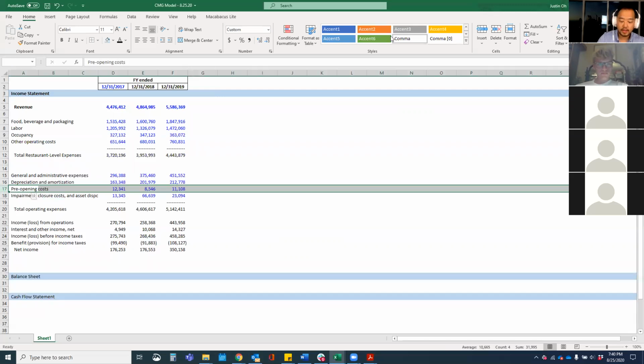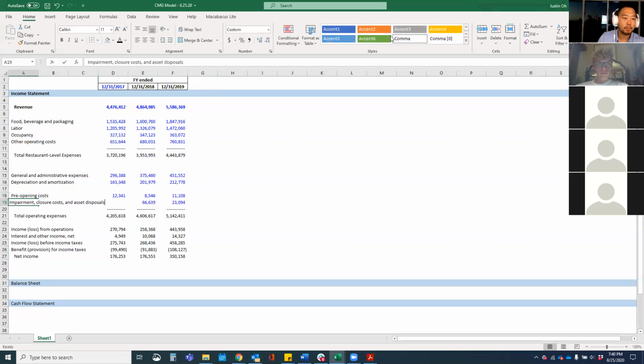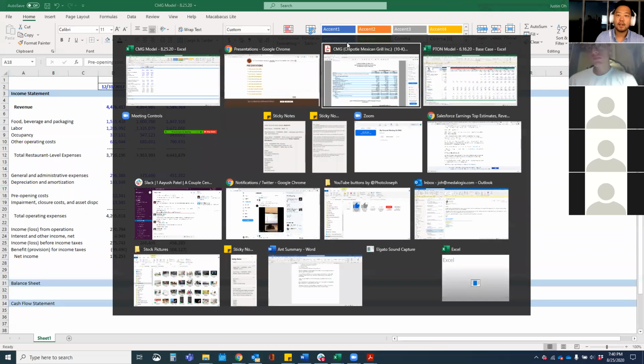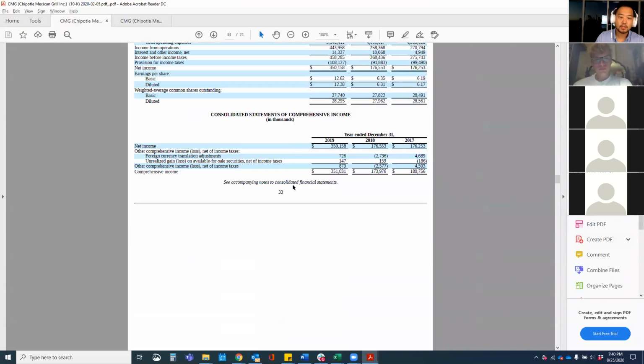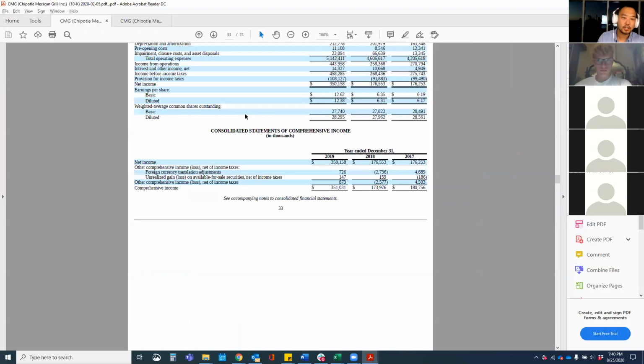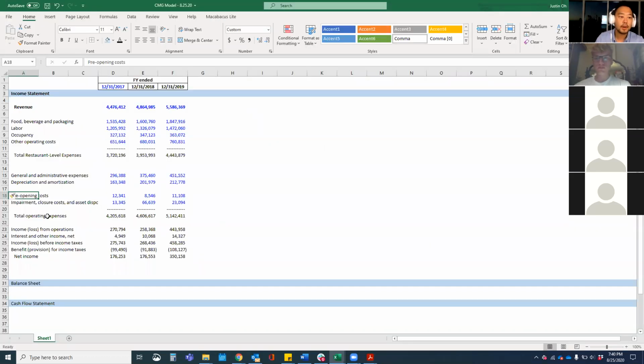So that's interesting. They have pre-opening costs and then impairment and closure costs. Conceptually, and again, we would want to read the footnotes. Before I ever do a DCF, before I touch anything, I always read the full 10-K, and the full transcripts, and brush up on the latest 10-Q, just to understand the business. Because before you do the DCF, you want to understand the business. My understanding of pre-opening costs is that if you open up a new store, you have to hire and train a bunch of people, and there are more costs up front.